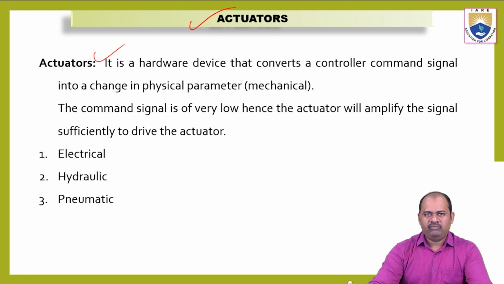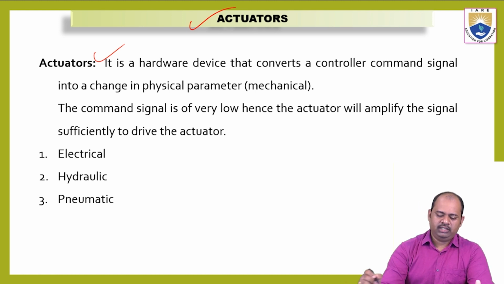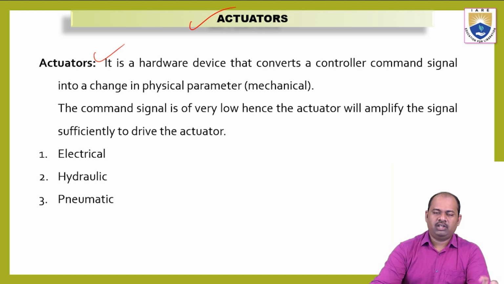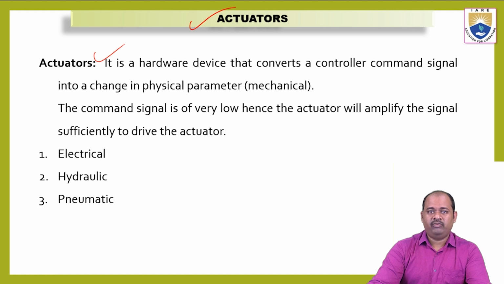This kind of information will be sent by the controller. That signal is converted into a physical parameter. It will give a small signal at a very low value. What this actuator will do is convert or amplify the signal and make the machine move. For this, the best example is a robot.